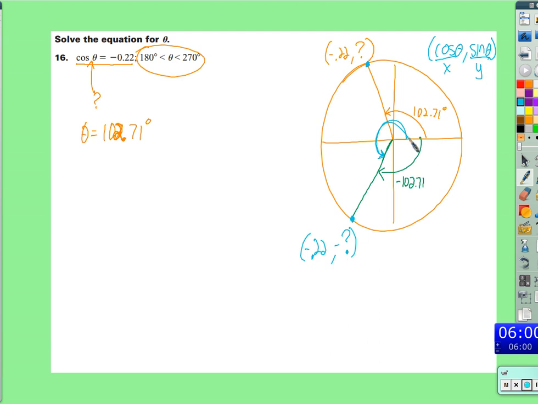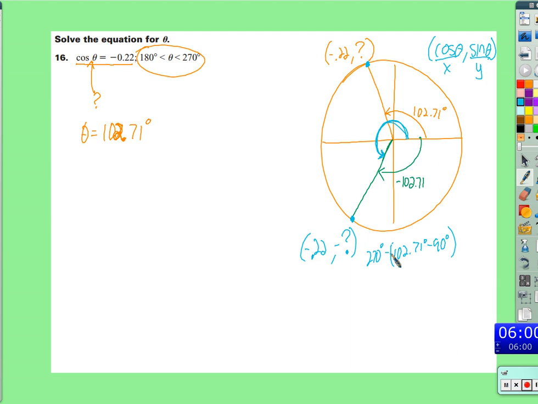So how do we figure out how big this angle is right here? Subtract 90 from 102.71. That's it? No. You figured out this little guy, and then you took that little guy away from 270. That'll work. 102.71, subtract 90. Okay, that's whatever that is. And then we take that and subtract it from 270. That'll work.